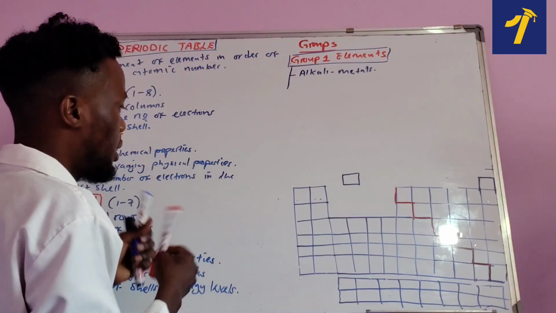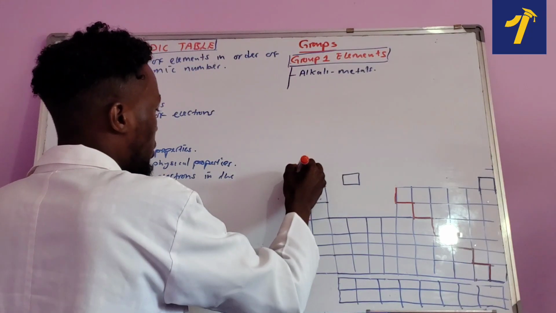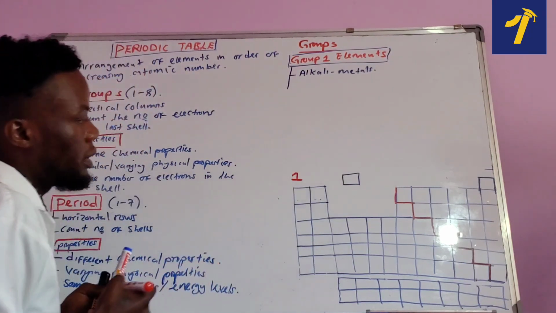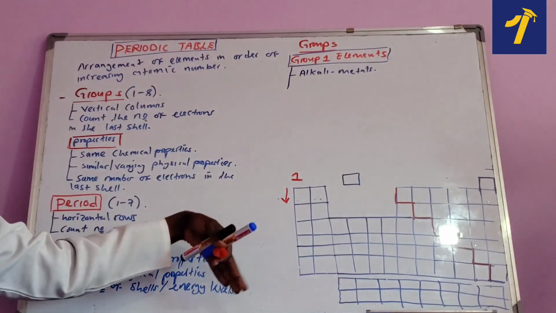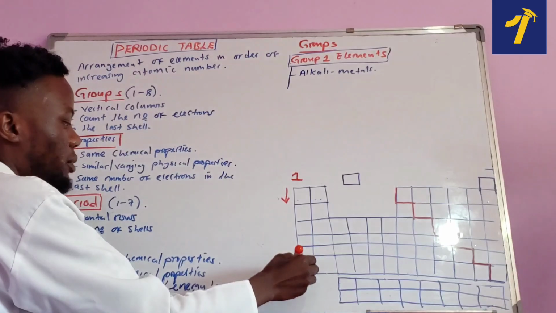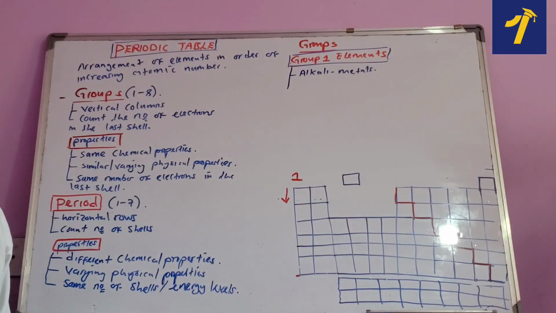If you look at this periodic table, let us use red. This one is group 1. Going downward like that, this is group 1 up to somewhere here. That is group 1.